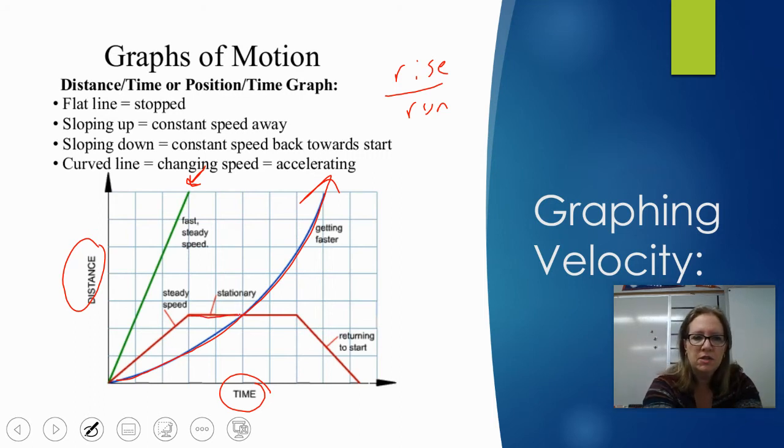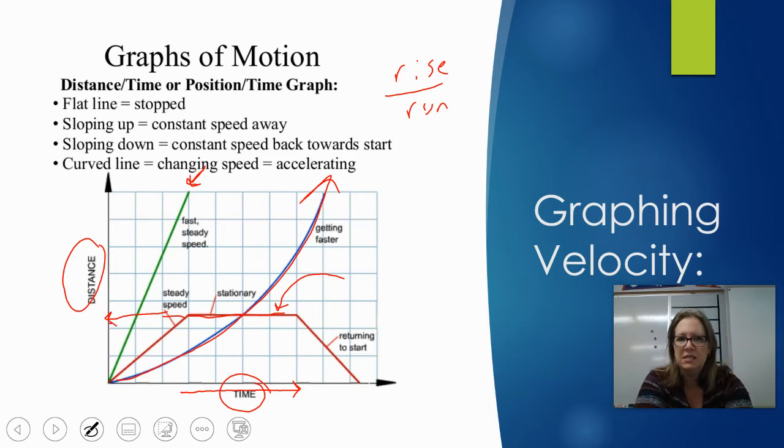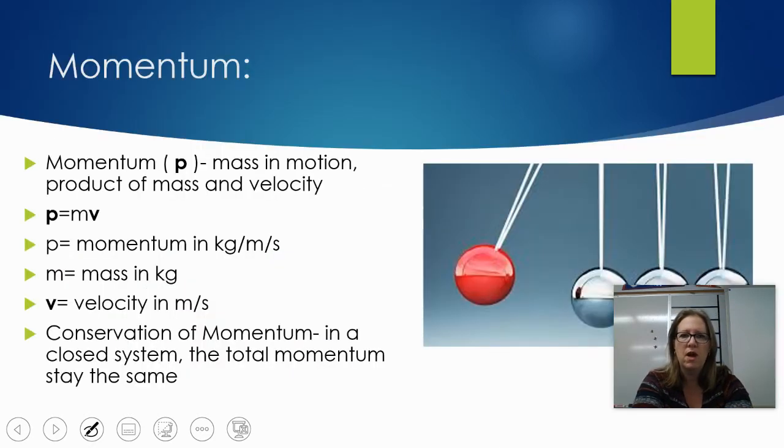Now look at this portion of the line, this horizontal portion, okay? Time is still going on, but if I take this line out to my y-axis, I see that distance isn't changing. So what that tells me, when I see a horizontal line like that, is that the object is not moving anymore. Time is still going forward, but the object is not moving, okay? So that's just some different ways that we can show different types of movement on a graph, okay?